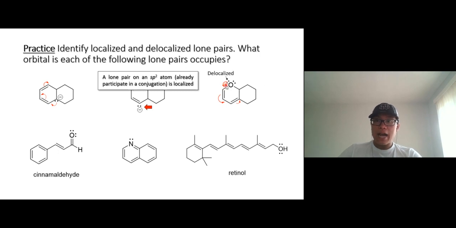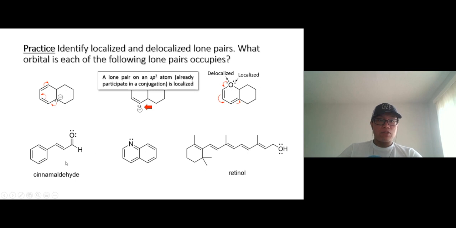Now, if this guy is delocalized, the other one is localized. You can move only one of them; you can't move both of them at the same time. So this one is delocalized and this guy's localized. But if you pick the lone pair on the right to be delocalized, you can draw the arrow, and the lone pair on the left is localized.